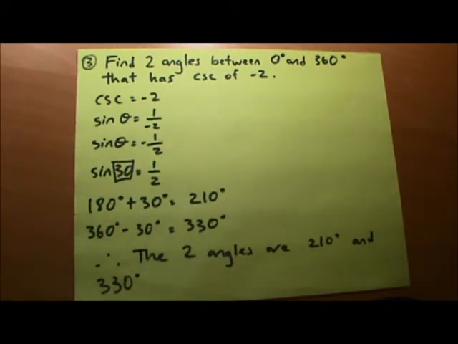So to get our 2 angles, we have to add 30 onto 180 degrees to get 210 degrees, which is one of our angles. Then you have to take 360 degrees and minus 30 degrees from that to give you 330 degrees. This is your second angle. So therefore, the 2 angles are 210 degrees and 330 degrees.